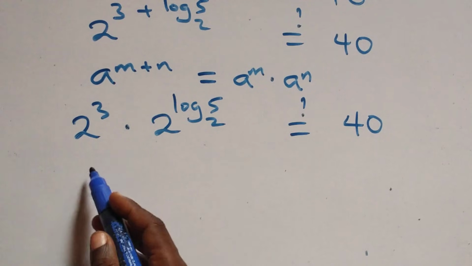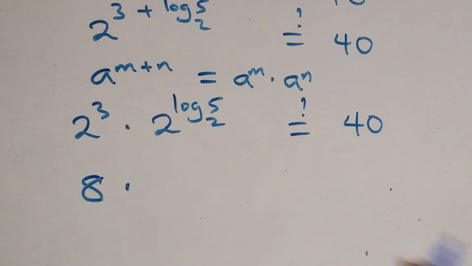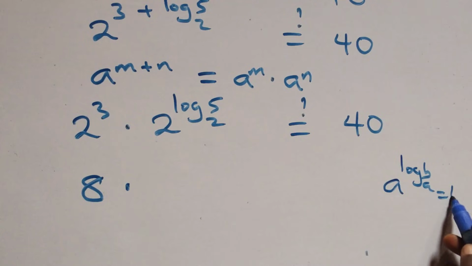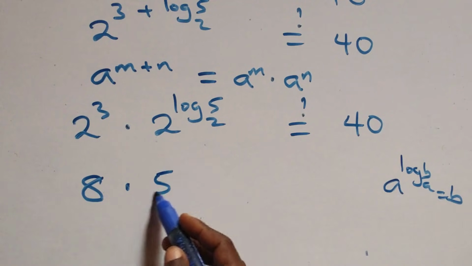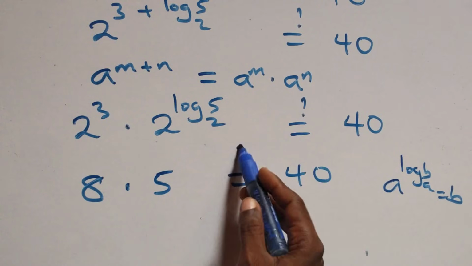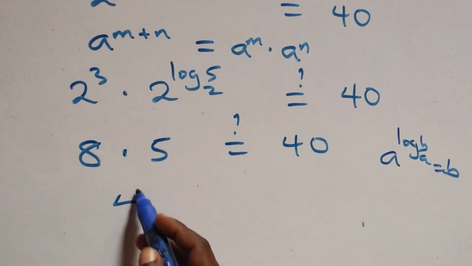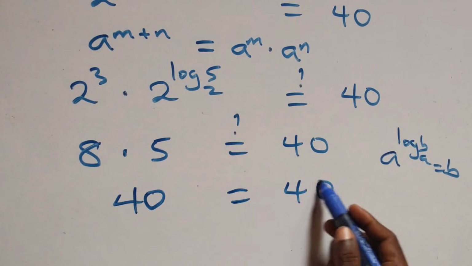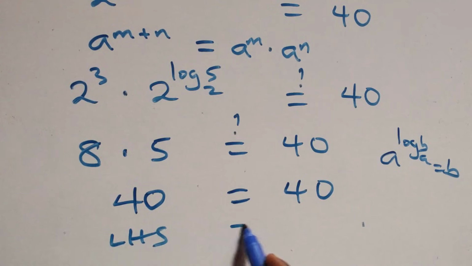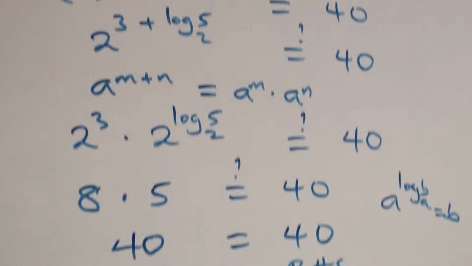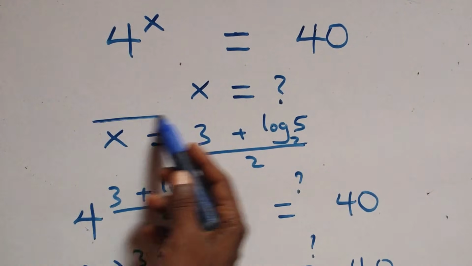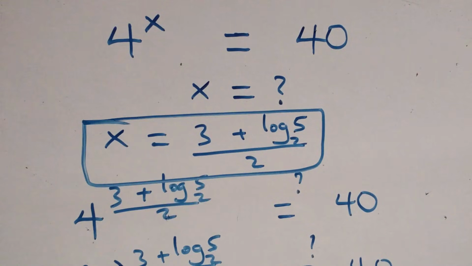Then 2 raised to power 3 here, that's the same thing as 8, times. This follows when we have a raised to power log b to base a, which is the same thing as b. Here we have 5, does it equal 40 on this side? Then 8 times 5 equals 40, which equals 40 from here. That is, left hand side equals right hand side. And therefore, we conclude that x equals 3 plus log 5 base 2 all over 2 satisfies this given problem.